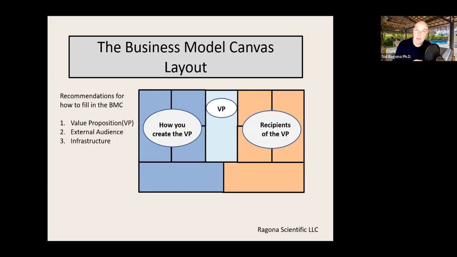And on the left side is how you actually create that value. So really, these are the three parts of the business model canvas. So let's go on to the next slide and we can talk about how we would fill it in. And it's generally filled in with bullet points.